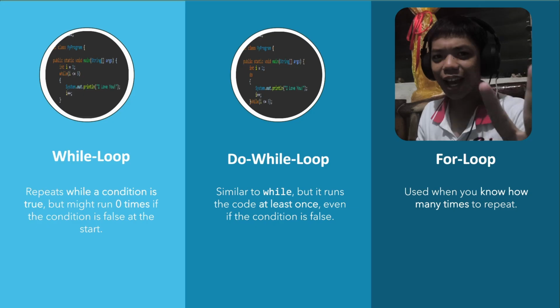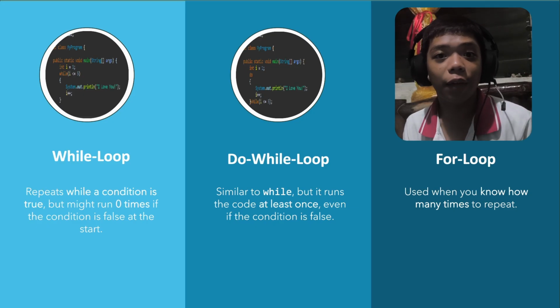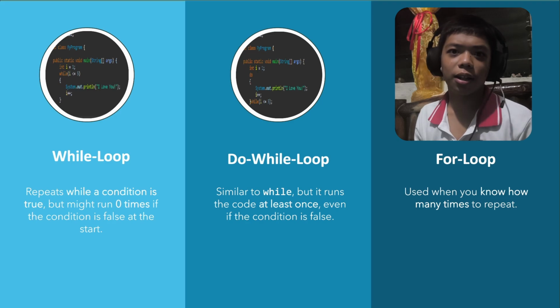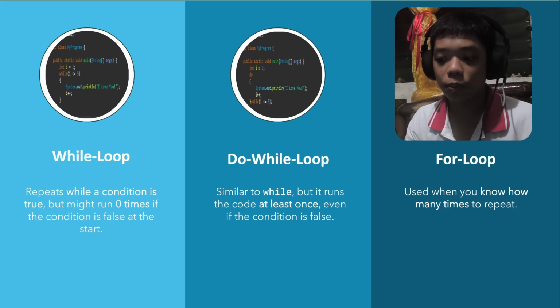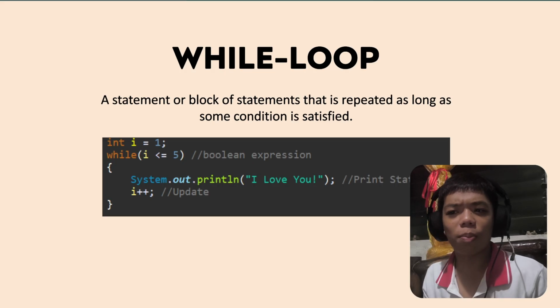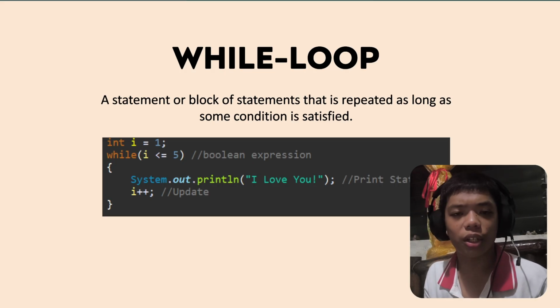So there are 3 types of loops. We have the while loop, do-while loop, and for loop. We're going to tackle each of them individually. So let's start with the while loop. A while loop is a statement or block of statements that is repeated as long as some condition is satisfied.